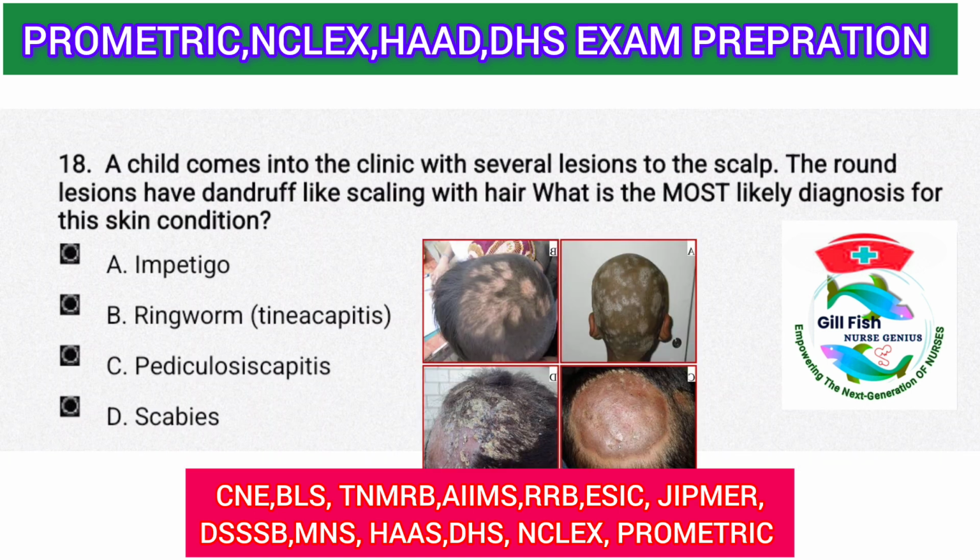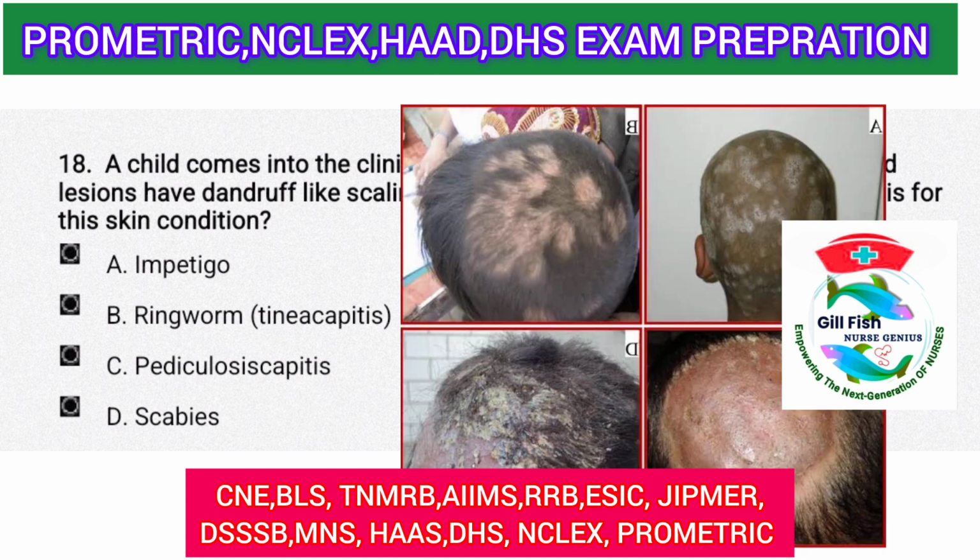18th question. The child comes into the clinic with several lesions to the scalp. The round lesions have dandruff-like scaling with the hair. What is the most likely diagnosis for the skin condition? Option A, impetigo. Option B, ringworm. Option C, pediculosis capitis. Option D, scabies.